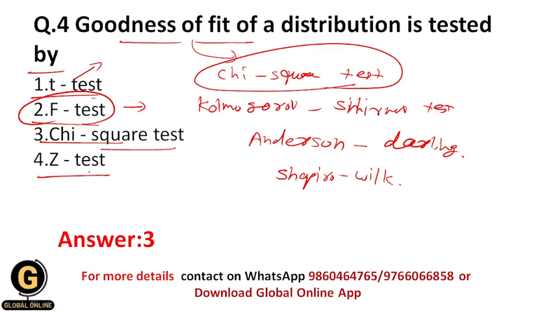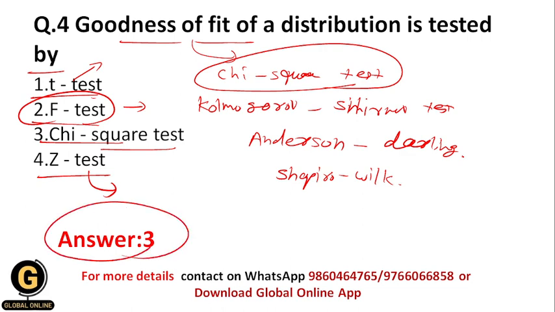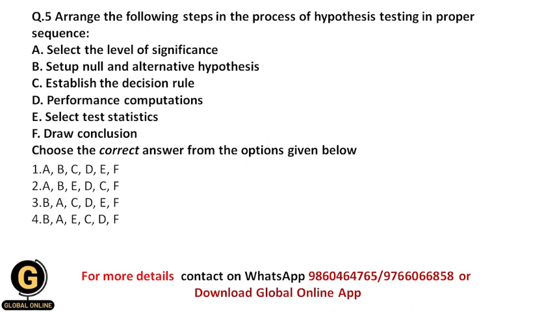Okay, and Z-test is again similar to t-test, and by using Z-test as well we can find out the means of the differences between the two groups. But over here we know exactly what is the standard deviation of the population. And as well, Z-test is a way to figure out if results from a test are valid or repeatable. Okay, so it is similar to t-test only, and that's why your correct answer over here should be 3, that is chi-square test. Next is arrange the following steps in the process of hypothesis testing in proper sequence.